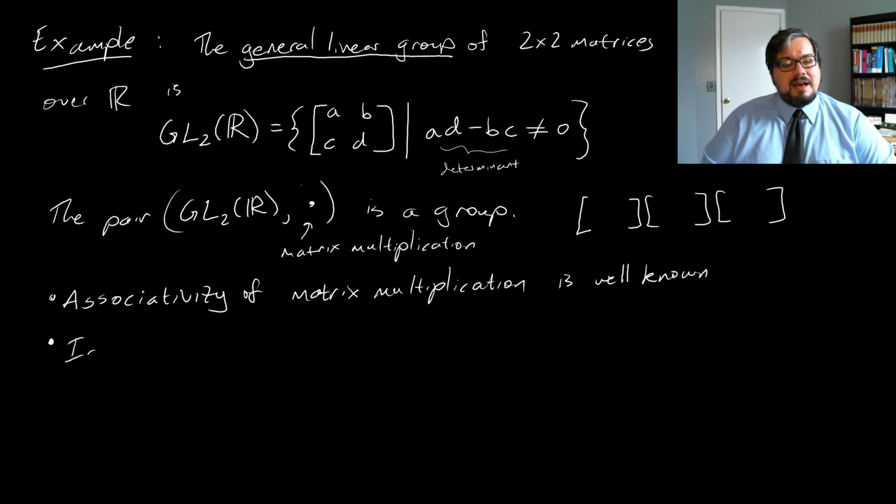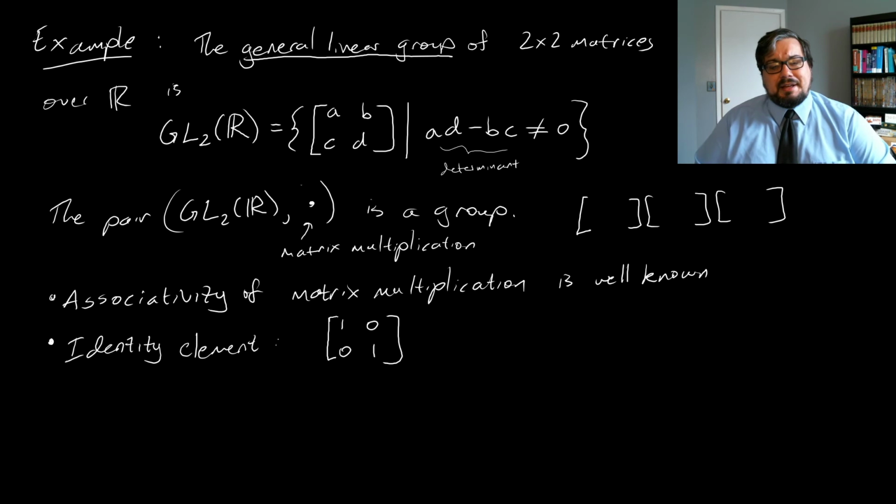Now we have an identity element, and this is the normal 2 by 2 identity matrix, 1, 0, 0, 1. First of all, notice that this matrix is in fact in our group because its determinant is 1, I'll go 1 times 1 minus 0 times 0. Furthermore, if we multiply any matrix by the identity matrix, we just get our original matrix back.